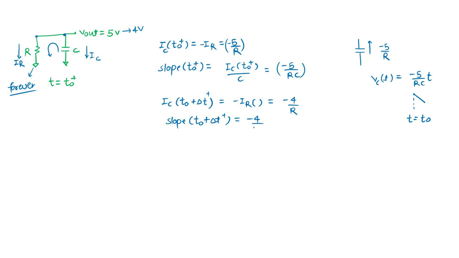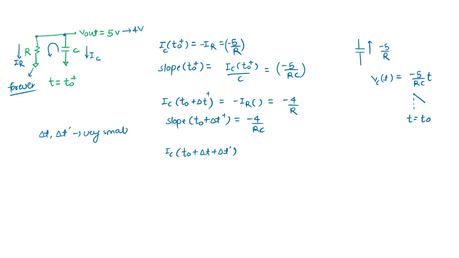Minus 4 by RC. Okay. So again, if I consider some other time instant, what will be the current at that particular time instant? Let it be del T plus some del T dash. Okay. So again, I will say these del T and del T dash are very small.